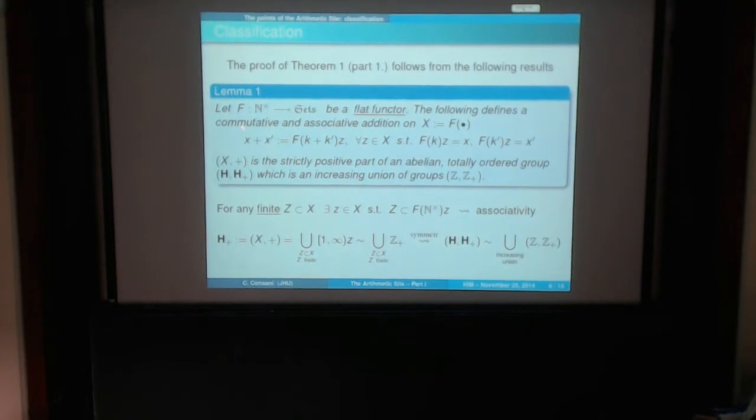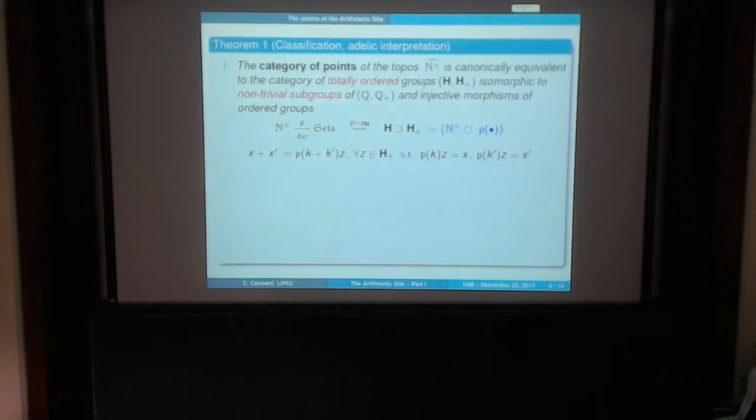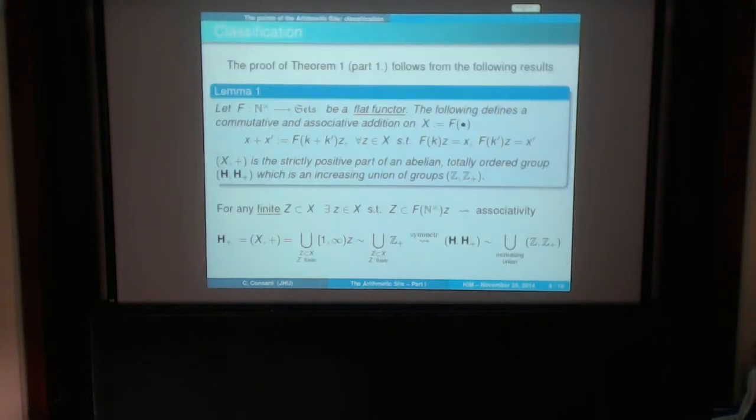One could, but I won't do that. I'm more interested in understanding why it's associative, for instance, here. The fact that it's well posed is rather easy, following once again this property which characterizes a filtering functor, especially property 2. The fact that the addition here is associative is a consequence of this fact.